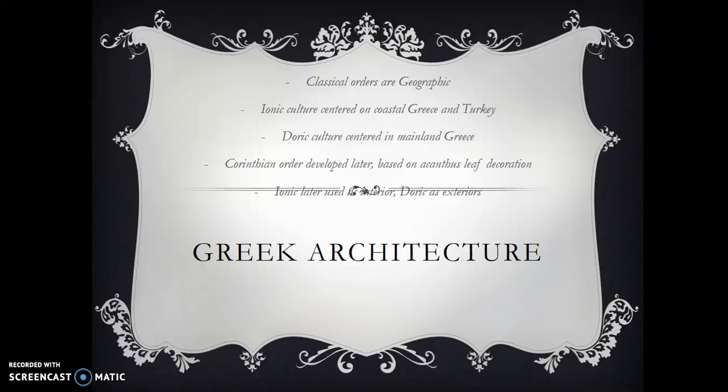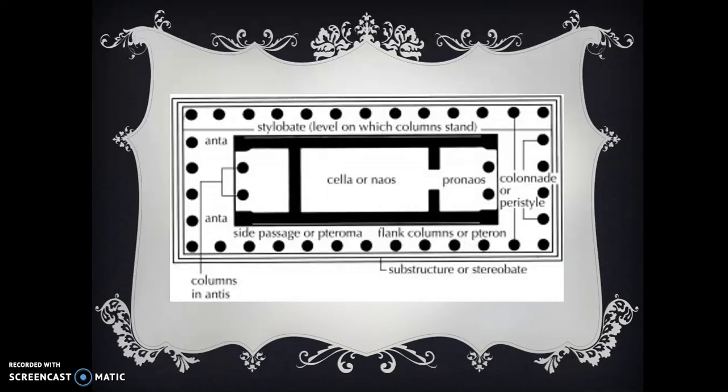So you have Ionic, which is basically off the Greece and Turkey coast, and you have Doric, which is mainland Greece. Doric is the masculine, and Ionic is the feminine, and when we look at the Parthenon, it's a combination of both. So this is just an example of a traditional Greek plan. This is like the blueprints, pretty much, for a temple.